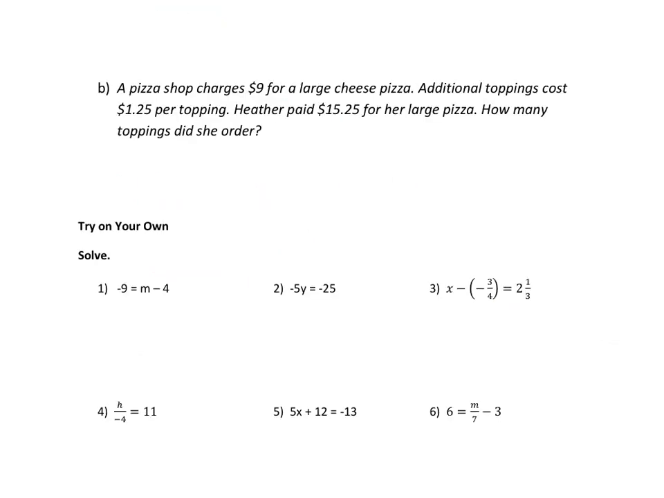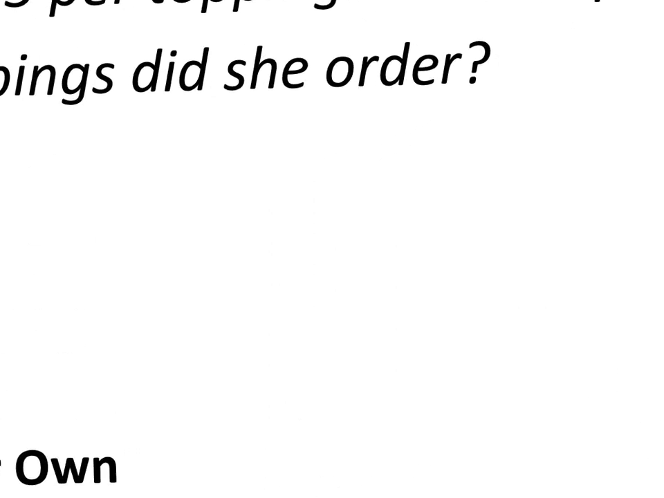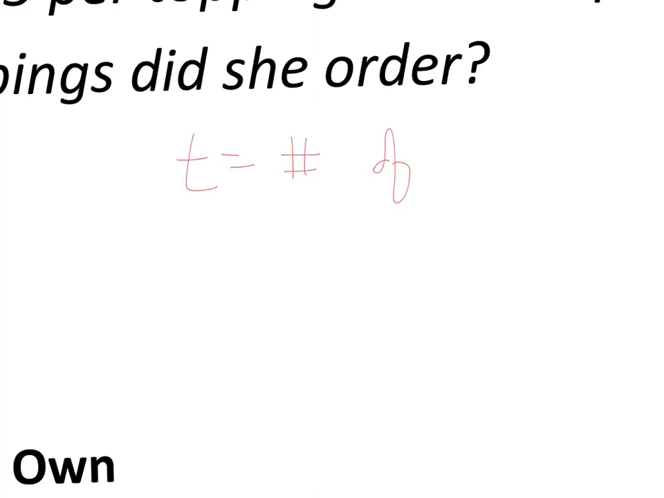Our last problem here: a pizza shop charges $9 for a large cheese pizza. Additional toppings cost $1.25 per topping. Heather paid $15.25 for her large pizza. How many toppings did she order? Let's start by defining our variable. We're looking for how many toppings, because that's what our question is. So I'm going to put T for the number of toppings.